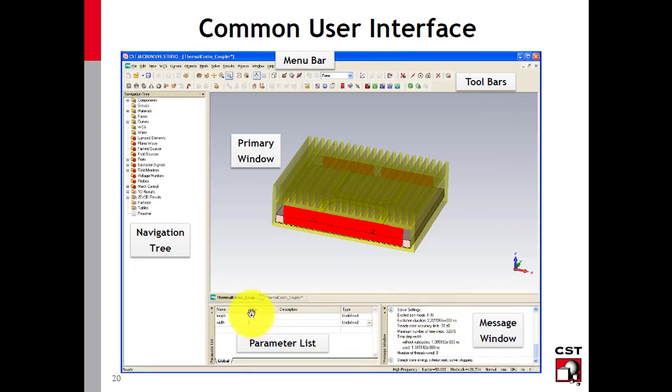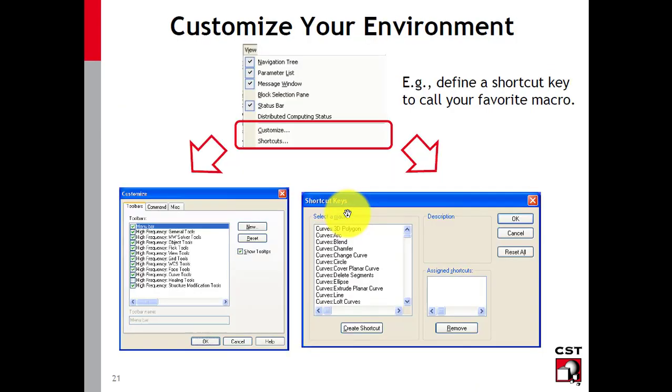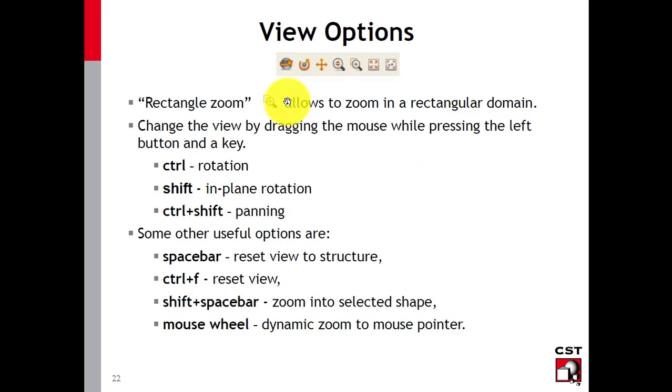And we have a parameter list. You create parameters for the design. Okay? And here you can choose if you want to see the navigation tree, the parameter list, or you want to undo this. Okay? We have here different tools or shortcuts to use in CST. No need for them all, but we can use them.